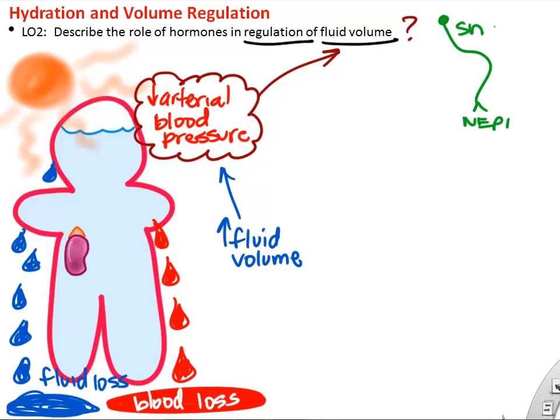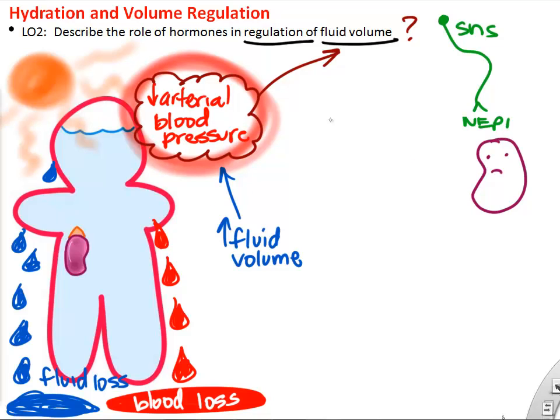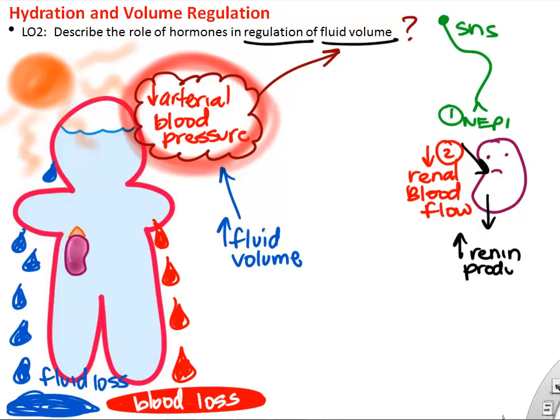So when you decrease your blood pressure, your brain detects that through the carotids, which send signals back to your brain, and you activate the sympathetic nervous system. That releases norepinephrine to your kidney, and also you decrease renal blood flow just because your blood pressure is lower. These two things activate the production of an enzyme in your kidneys called renin, or renin. I like to say renin.